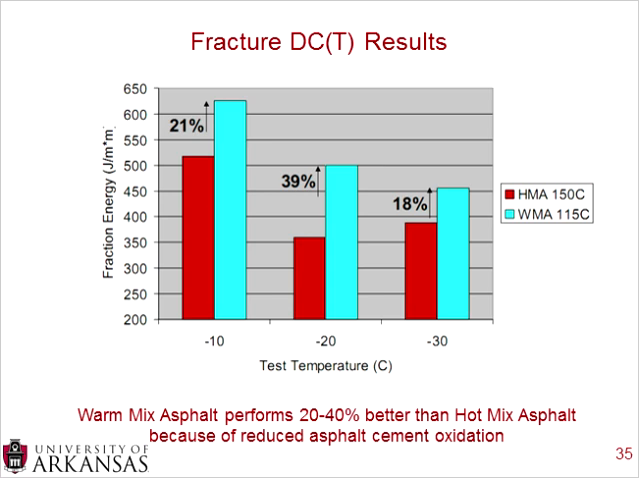You can see here they did a range of testing temperatures, -10, -20, and -30 degrees Celsius. So how does this change as you get these colder temperatures? And you can see that the warm mix asphalt, which was, I believe these are compaction temperatures, the warm mix asphalt was about 35 degrees cooler than the hot mix asphalt, but you still saw that 20 to 40% better performance in cracking.